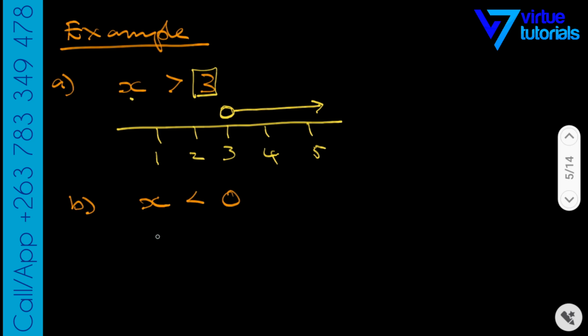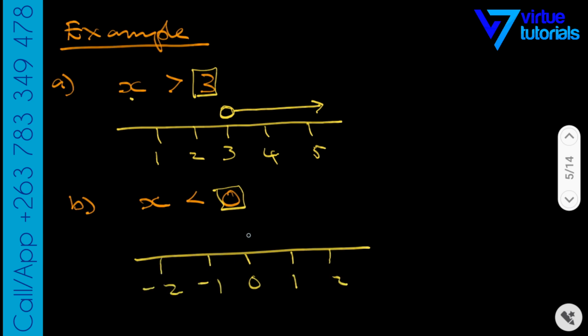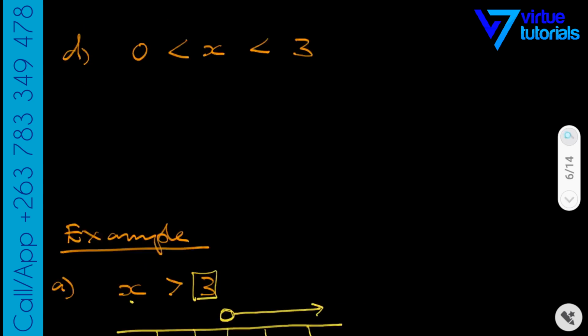Let's proceed to the next one. x is less than 0, right? So 0 is our key number here. So we draw a number line, make sure we've got a 0, 1, 2 on that side, maybe minus 1, minus 2. So I mark with a circle at 0. Now x is a number less than 0, so x represents all numbers that are less than 0. So I draw an arrow that points in the direction of numbers that are less than 0, which is an arrow pointing towards the left on that number line.